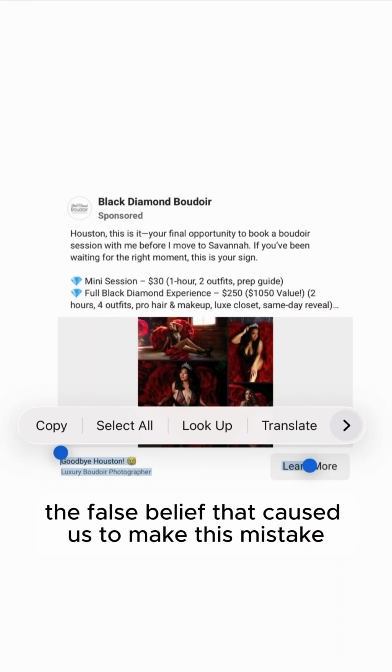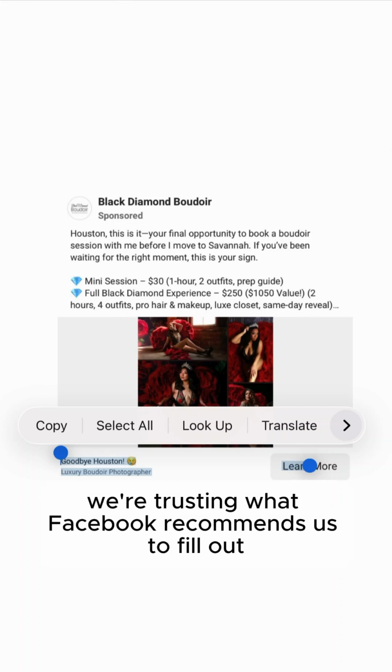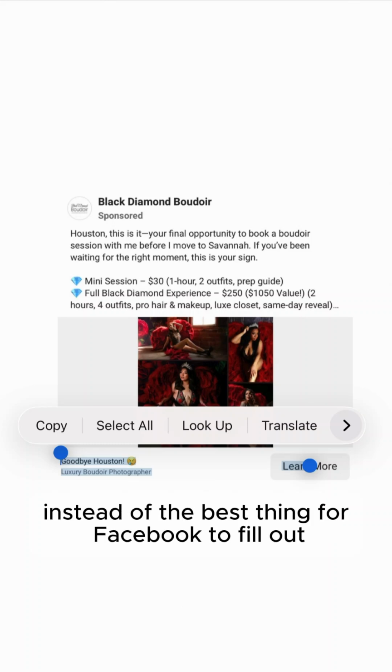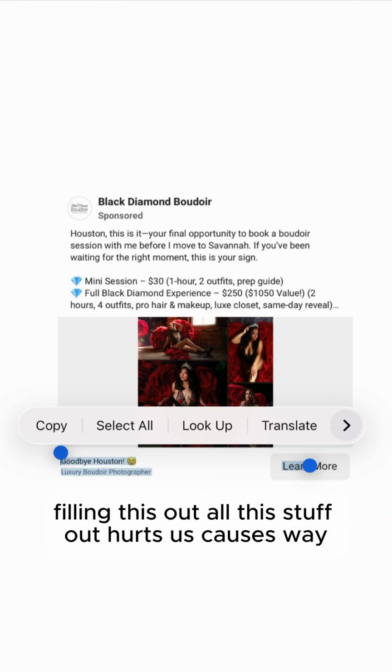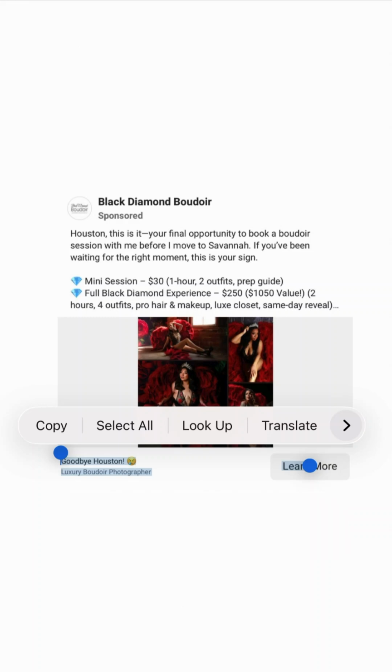The false belief that caused us to make this mistake is that we're trusting that what Facebook recommends us to fill out when we create our ad is the best thing for us to fill out instead of the best thing for Facebook to fill out. When in actuality, filling all this stuff out hurts us, causes way, way, way more women to scroll by our Boudoir Facebook ads than necessary.